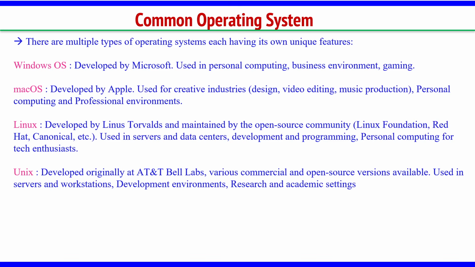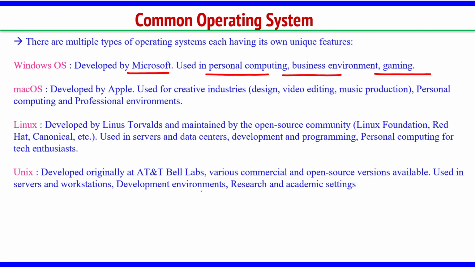Next, what are the common operating systems? There are multiple operating systems having their own unique features. The first one is Windows, then we have Mac, Linux and Unix, and there are so many others that have come up with slight modifications depending on the requirement. The first one is Windows. It is developed by Microsoft and used in personal computing, business environments and gaming. We all use Windows. Most people use Windows machines.